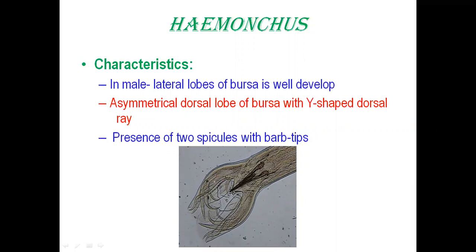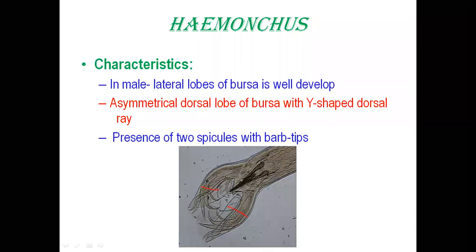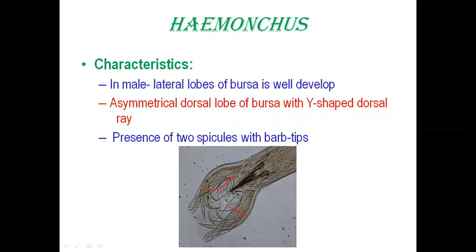Okay, here this is the lateral lobe, this is the other lateral lobe. This is the dorsal lobe. The dorsal lobe is asymmetrical, which means it is inclined towards the left side. This is from the ventral view. This is the right lateral lobe, this is the left lateral lobe. The dorsal lobe is inclined towards the right lateral lobe. So there is an asymmetrical dorsal lobe, and very important is that there is a Y-shaped dorsal ray.